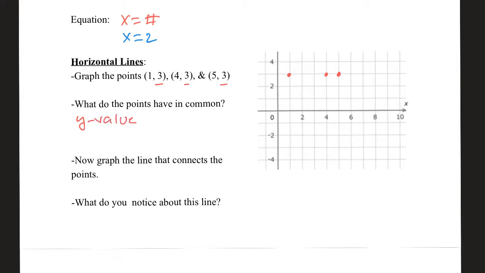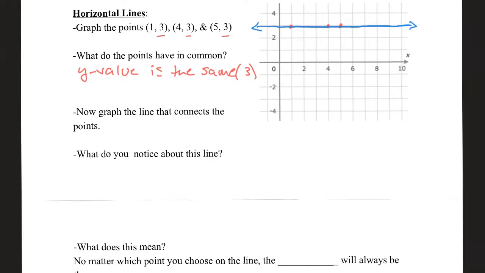The y value is the same, and it's 3. And again, we're going to graph the line that connects these. Okay, and then what do we notice about this line? Well, obviously, this is a horizontal line. It's horizontal.